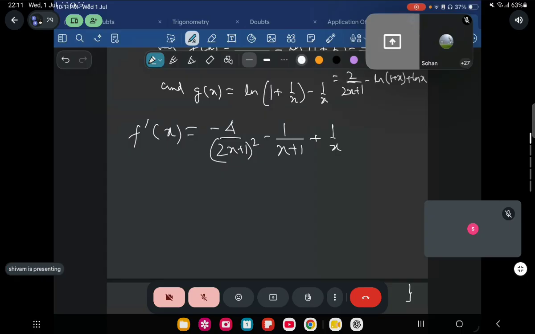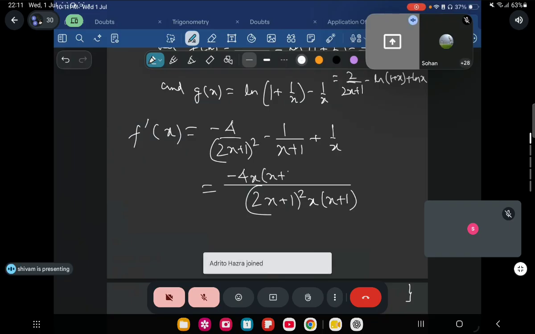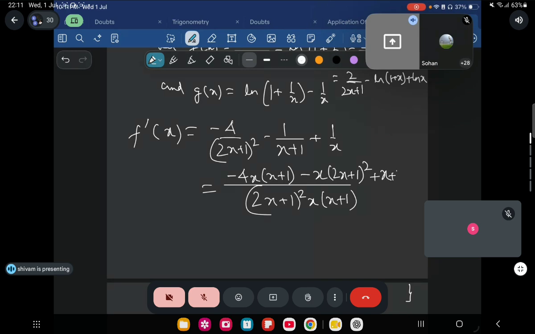Now let us take LCM. LCM would be 2x plus 1 whole square into x plus 1. Okay, let us simplify. In the numerator, what are we getting? Minus 4 into x plus 1, and over here, minus x into 2x plus 1 whole square plus x plus 1 into 2x plus 1 whole square.